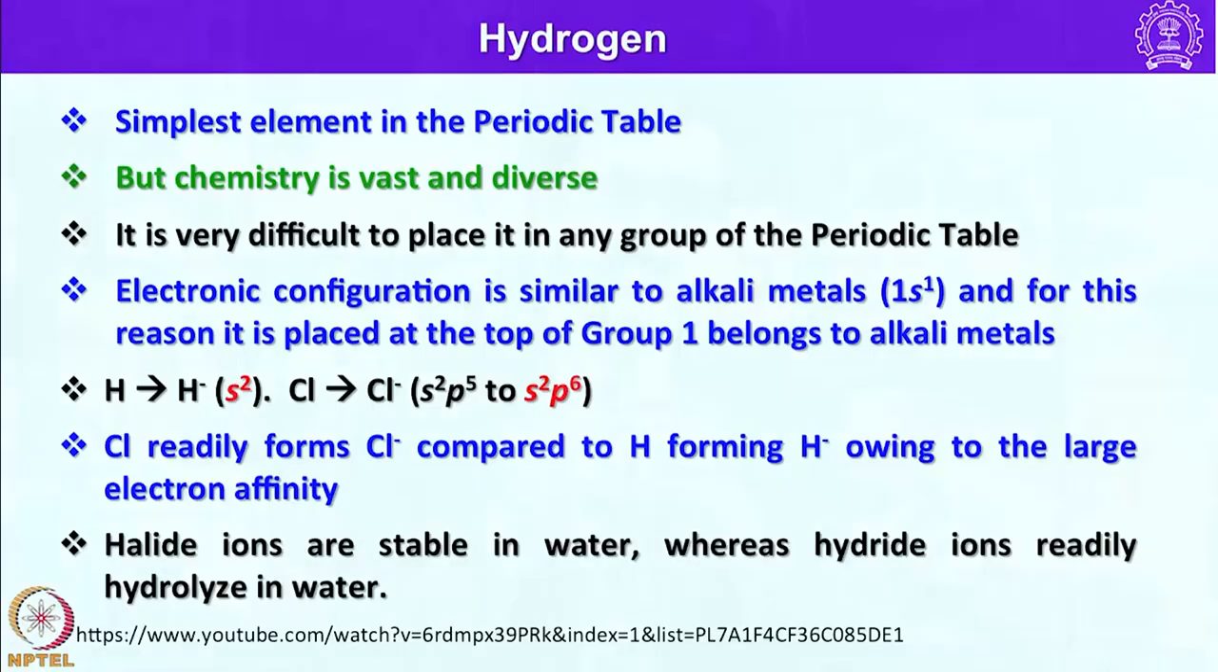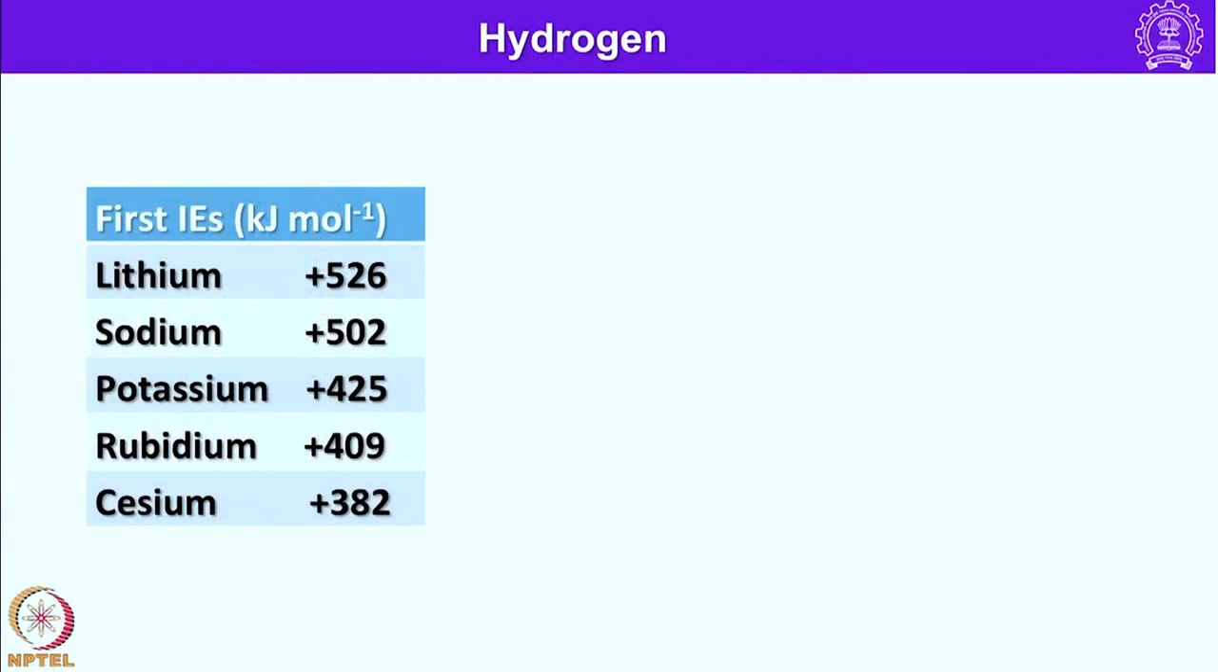So, because of this difference in the properties of hydrogen with respect to the halides, eventually it was thought that it is appropriate to place it along with alkali metals in group 1. As a result, we find hydrogen in group 1 along with alkali metals. So, now let us look into some more properties.